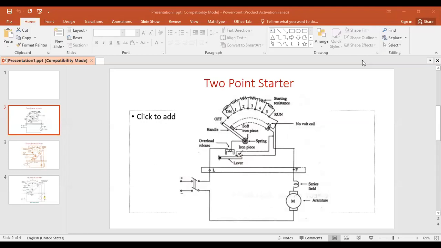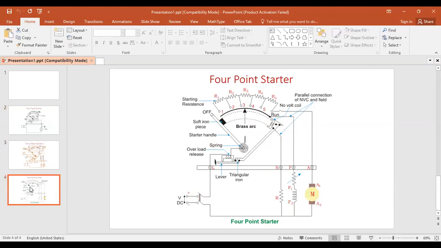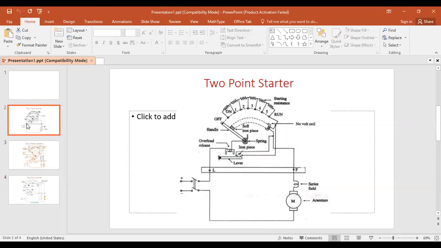Coming to the 2-point starter, it is used to start a DC series motor. The next one is the 3-point starter, and this 3-point starter is used to start the shunt motor. The 4-point starter is used to start the compound motor. Now we are going to discuss them one by one and how each works.